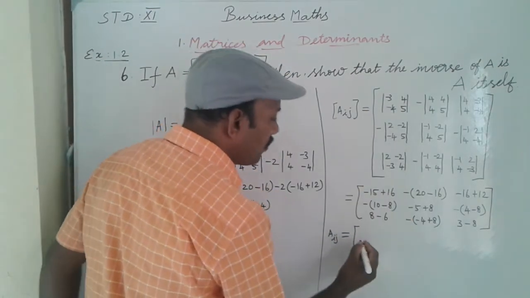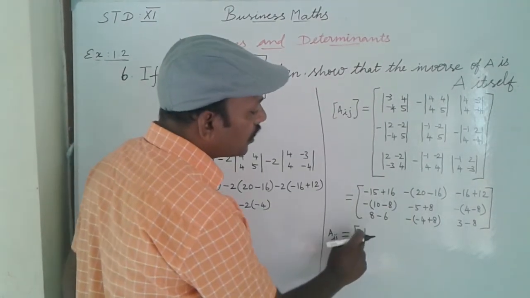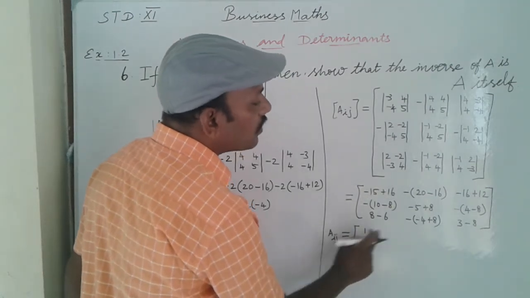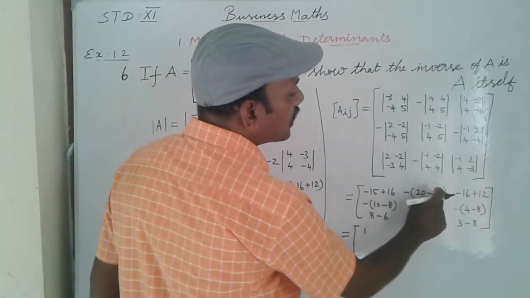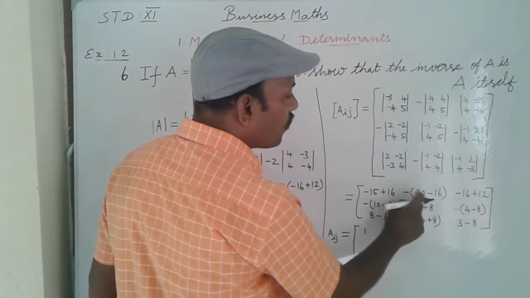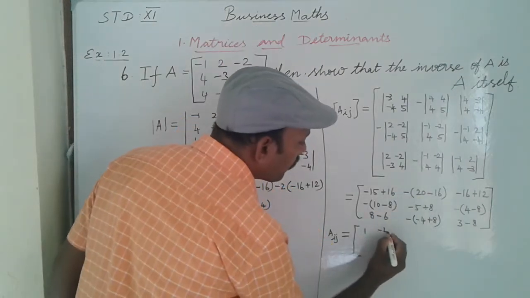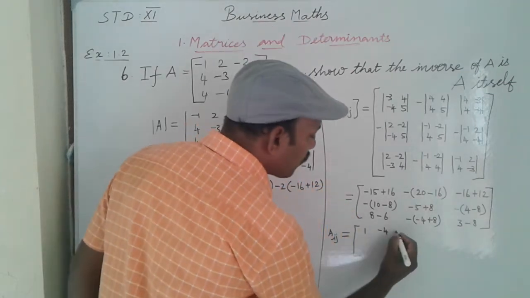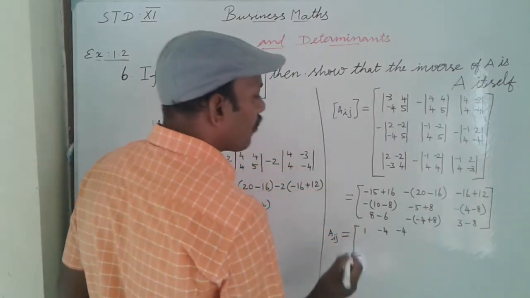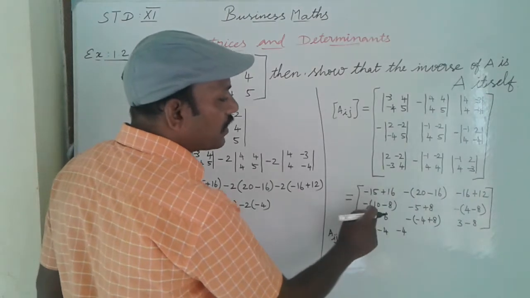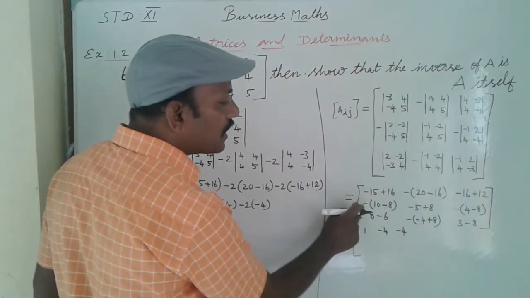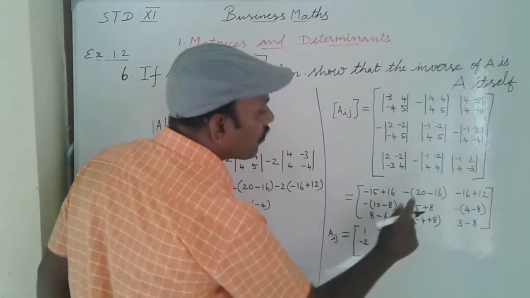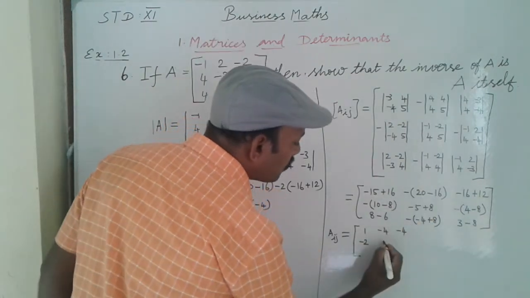What is minus 15 plus 16? Aij is equal to the matrix: minus 15 plus 16 is plus 1. 20 minus 16 is plus 4. 4 into minus is minus 4. Next, minus 16 plus 12 is minus 4. Next, 10 minus 8 is 2. Plus into minus is what? Minus 2. Minus 5 plus 8 is plus 3.